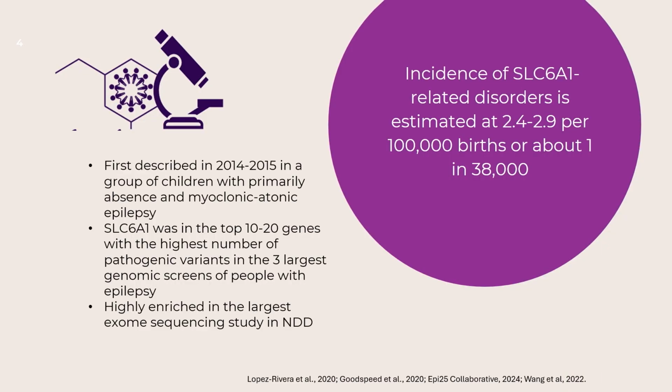SLC6A1 neurodevelopmental disorders were only relatively recently described, first in 2015, and are increasingly recognized as a cause of epilepsy, developmental disability, and autism, with an estimated prevalence of 1 in 38,000 births. In 3 large-scale genomic screens of epilepsy, SLC6A1 was found to be in the top 10 to 20 genes with the highest pathogenic variants. And in the largest exome study of neurodevelopmental disorders, pathogenic variants in SLC6A1 were highly enriched and within the highest confidence of disease-causing genes, ranking 51 for the top genes associated with autism.